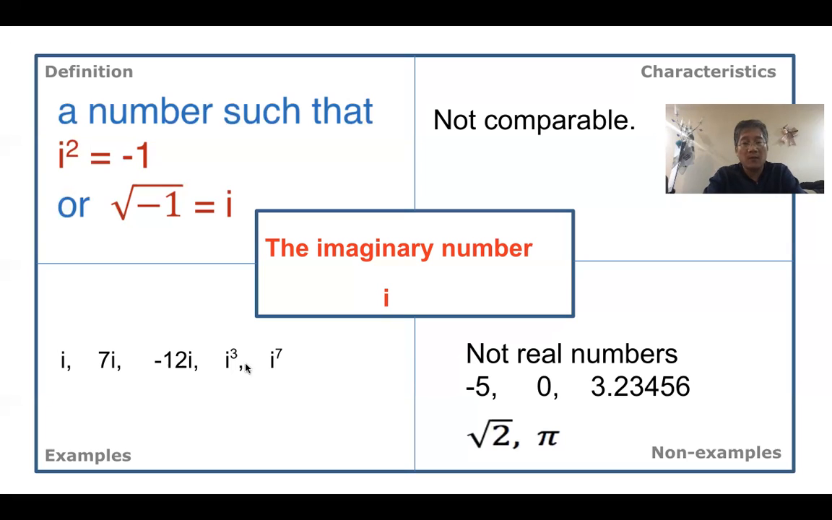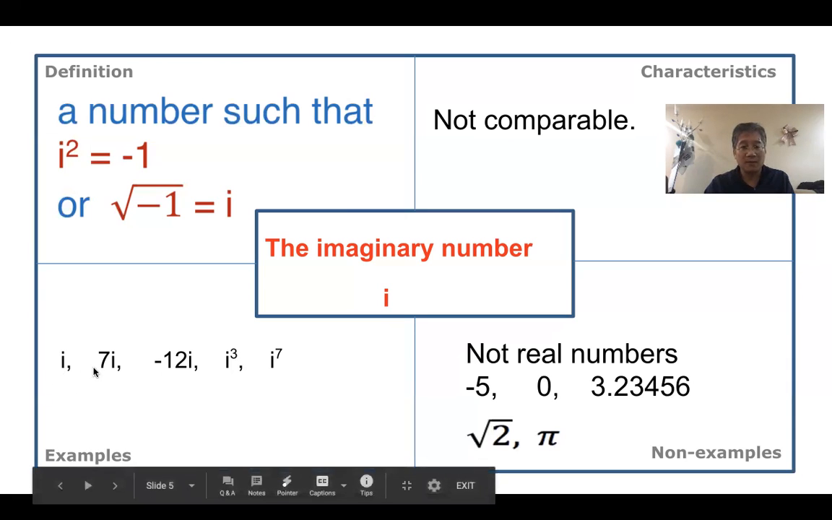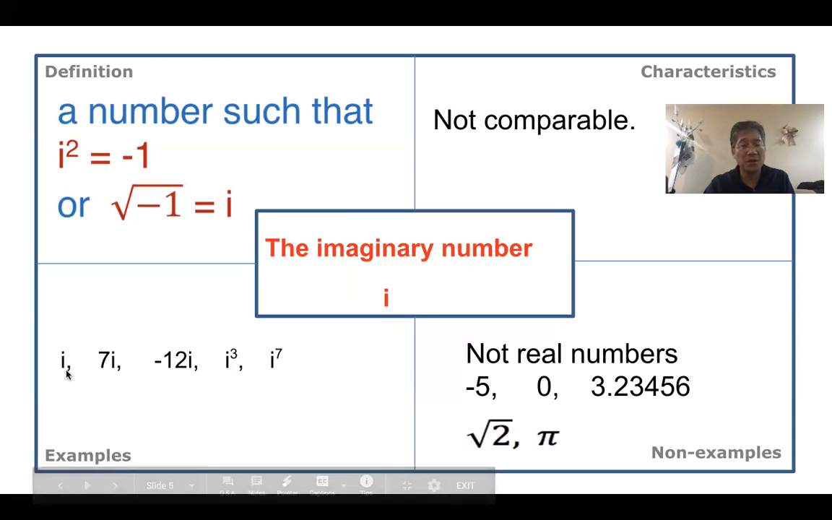And one thing we should remember is that imaginary numbers, you cannot compare to each other. They are not real numbers. Real numbers, you can compare which one's bigger, which one's smaller, right? But imaginary numbers, you cannot compare. So what's bigger, i or 7i? It looks like 7i is bigger? No, 7i is not bigger than i. We cannot compare, we cannot measure them, right? So you cannot compare i and 7i.